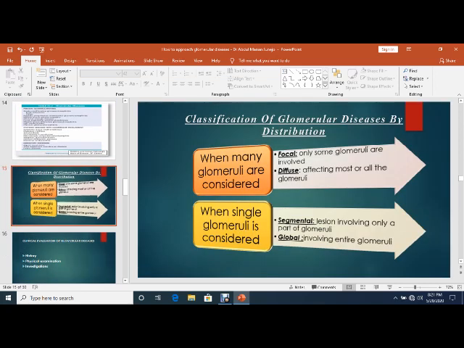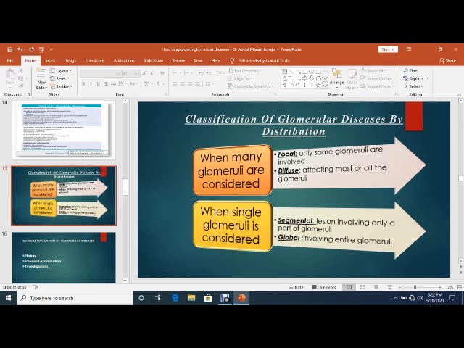Now the classification of glomerular disease by distribution. Either one glomerulus is involved or many glomeruli are involved. There are two terminologies. Focal means only some glomeruli are involved. Suppose there are many glomeruli and among them 40% are involved, that is called focal. Diffuse means affecting most or all of the glomeruli, meaning the whole set of glomeruli is involved.